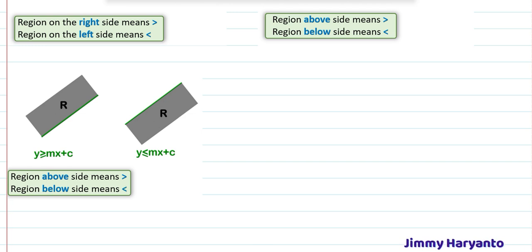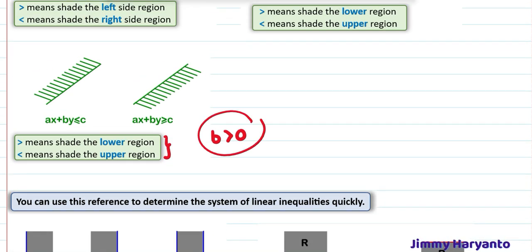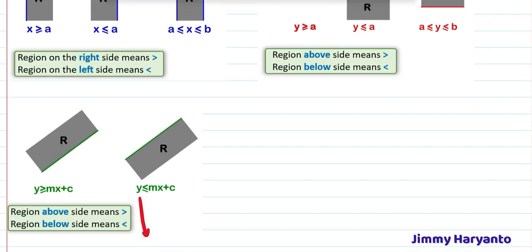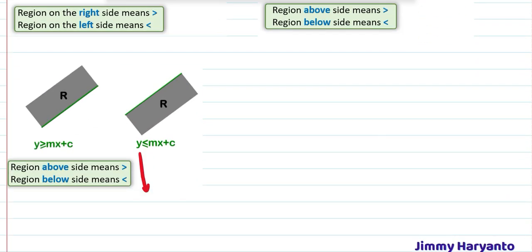For this one, you have to be careful with the y. It's the same as the previous one. The b has to be greater than 0. The coefficient of y has to be positive. It cannot be negative. If it is negative, you have to multiply it by negative 1 first. Okay, so these are the materials in this chapter.